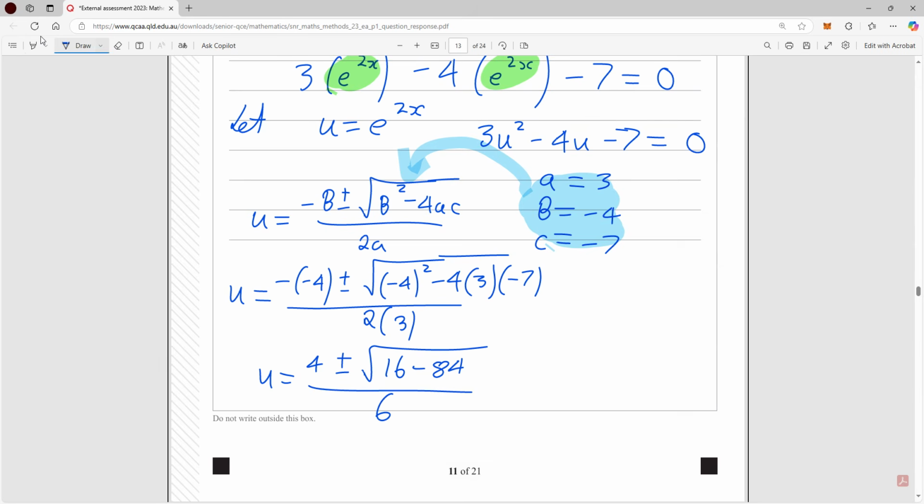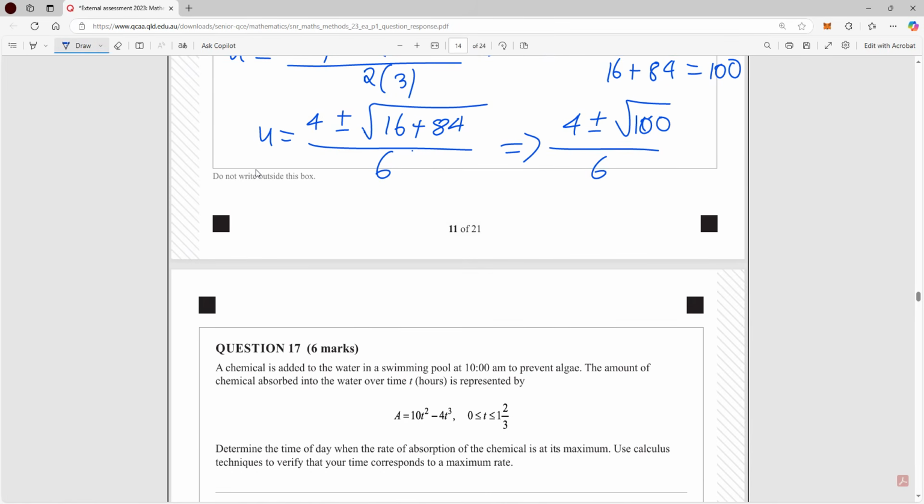Now I'm pretty sure we might have made an error somewhere. Oh no, we haven't. That's a positive, which is good for us. So 84 plus 16, let's work out what that's going to be. I think it gives you 100. Yes, that does give you 100. So here you're going to have 4 plus or minus the square root of 100 over 6. Then we can simplify that. The square root of 100 is 10, so we just have 4 plus or minus 10 on 6.